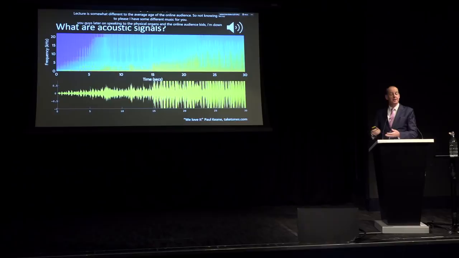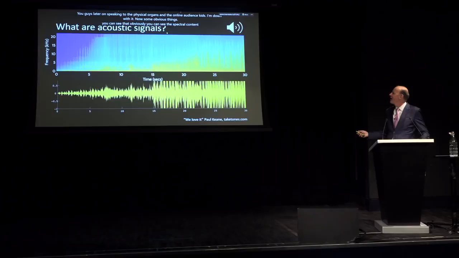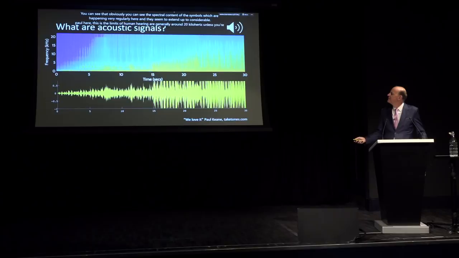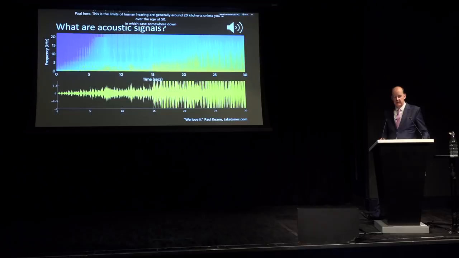Now, some obvious things that you can see there. Obviously, you can see the spectral content of the cymbals, which are happening very regularly here, and they seem to extend up to a considerable part here. The limits of human hearing are generally around 20 kilohertz, unless you're over the age of 50, in which case somewhere down here. And you can see the rhythmic part of it, but it is not an easy task.